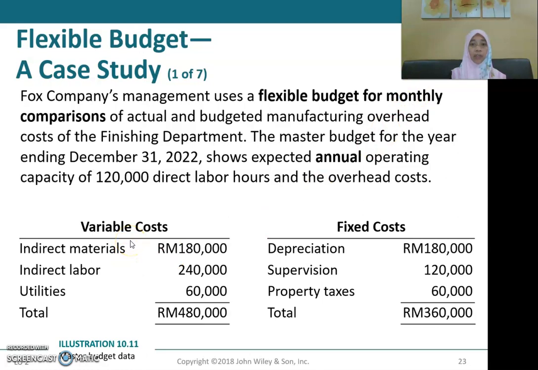So you are being given the information about the variable cost. You have the indirect materials, the indirect labor and utilities, total of 480,000. And then this one is your fixed cost. So you have your variable cost, and you have your fixed cost: your depreciation, supervision, and property tax. So this one is your fixed cost.